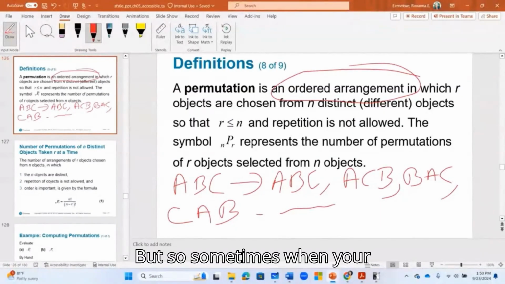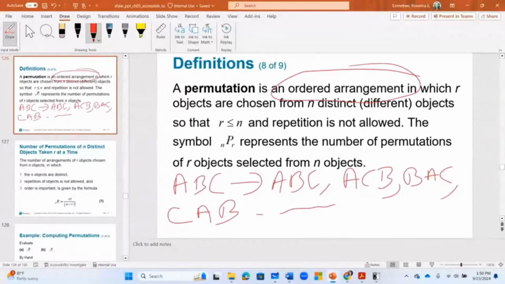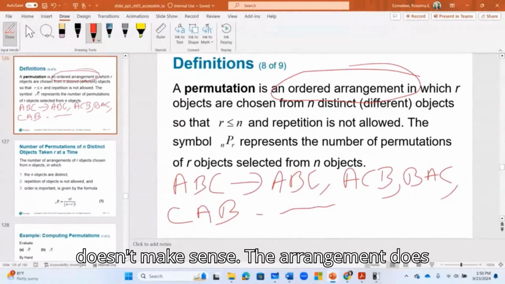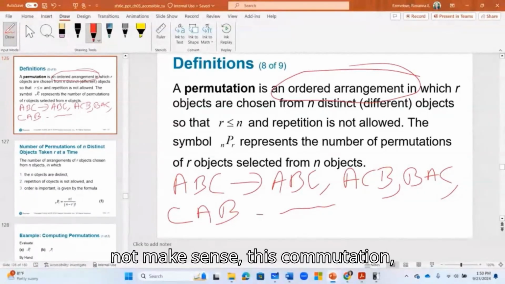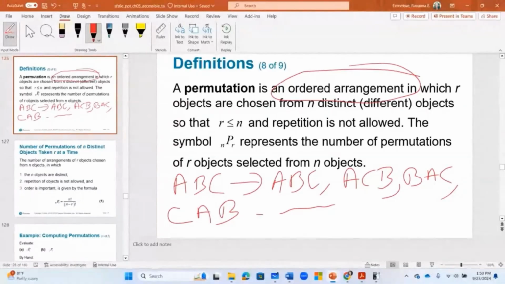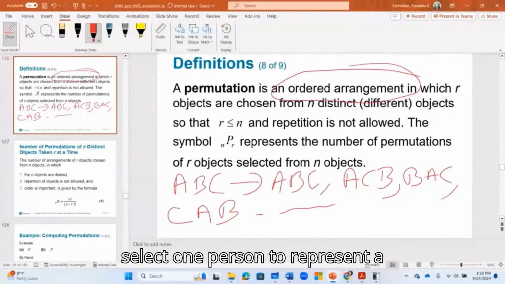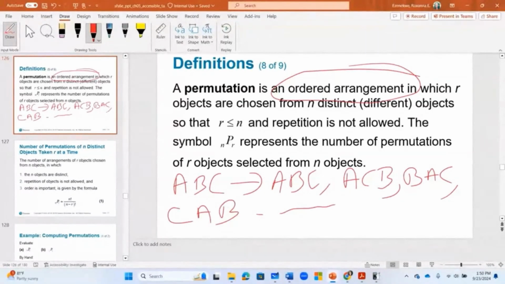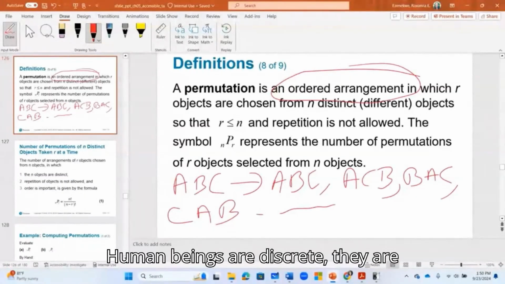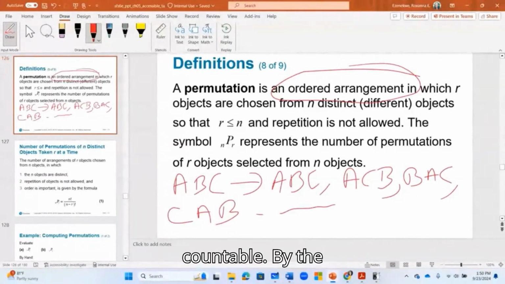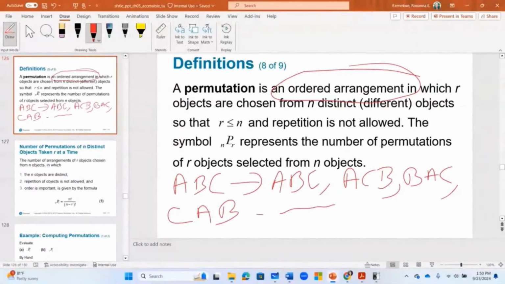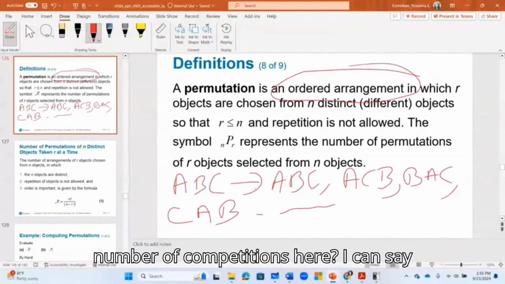But sometimes the arrangement does not make sense for permutation, because there's no way we can just select one person to represent a committee of 5. Human beings are discrete. They're accountable. And so anyway, by the way, how can I even know the number of permutations here?